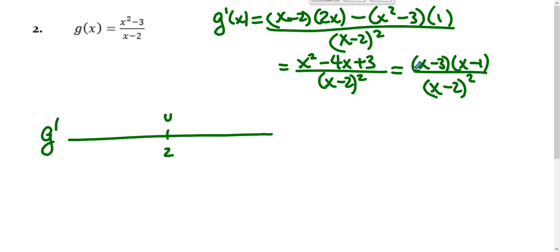So this is our g prime. G prime is only 0 in two places, at x equals 1 and x equals 3. And then what? Well, then we try to figure out what's happening in between those values.